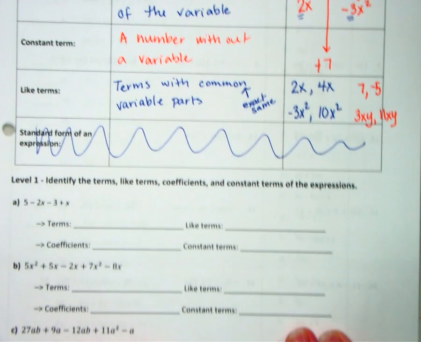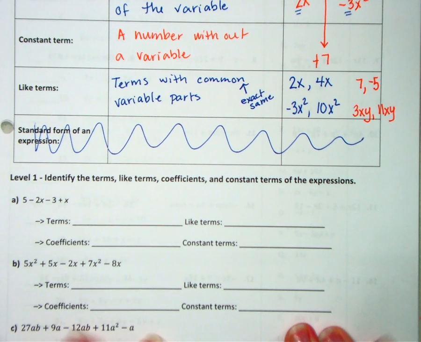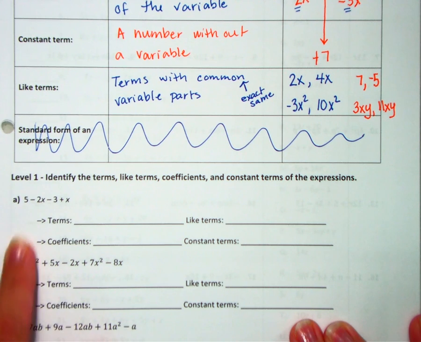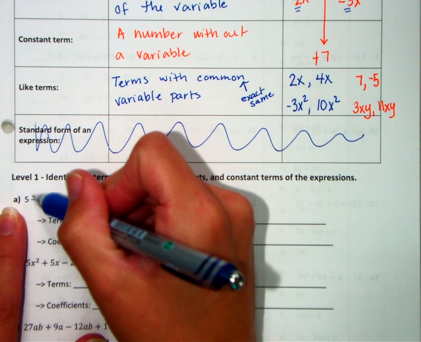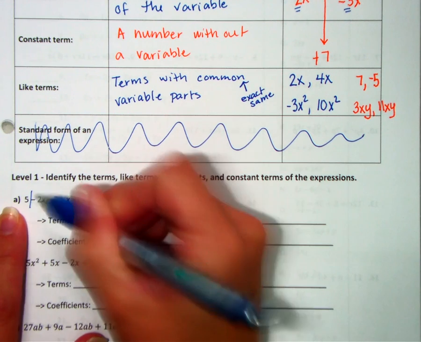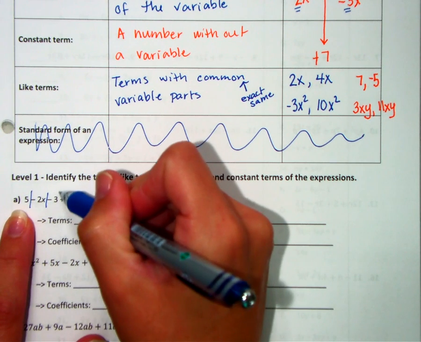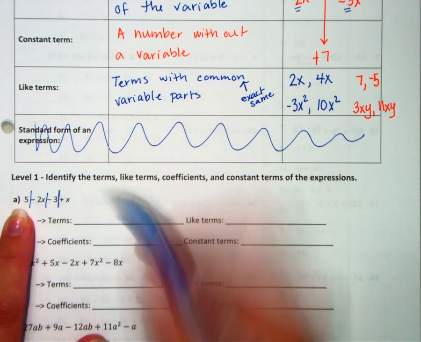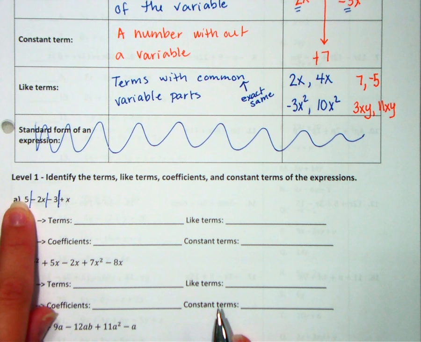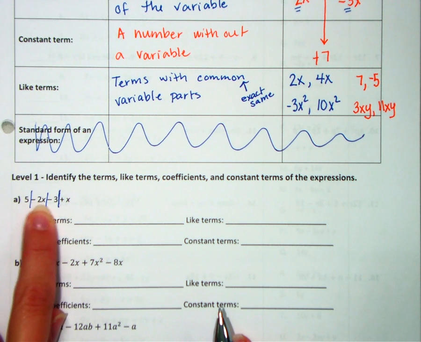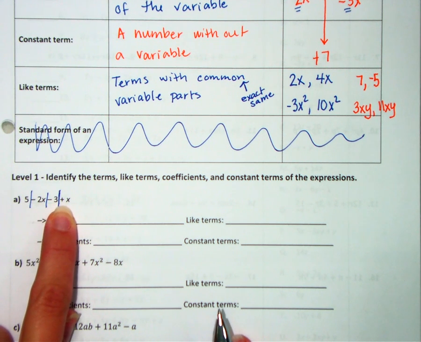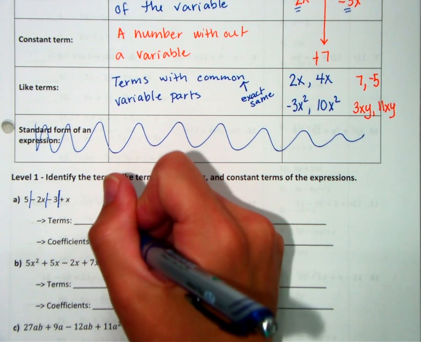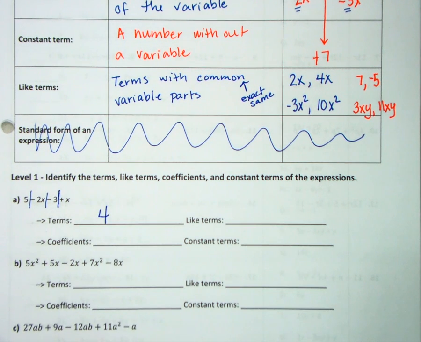Okay, so how many terms does this thing have? We'll start with letter A. Remember, once you see a plus or a minus, cut right in front. That separates the terms. So how many different parts do I have? I have 1, 2, 3, 4 terms. Now, which of those 4 terms would be considered like terms?